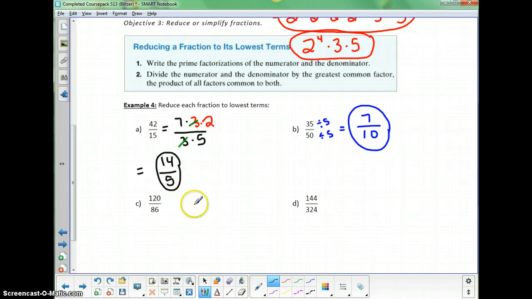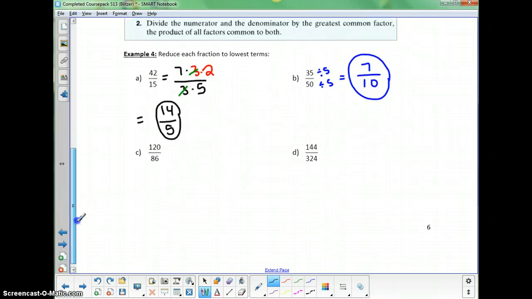So the method that I prefer to use most of the time is to divide by a common factor. I think that it saves me a little bit of time over factoring something all the way down, but it might require a little bit more trial and error than factoring something all the way down does. So whatever you choose is up to you. Let's go ahead and look at the 120 over 86 example.